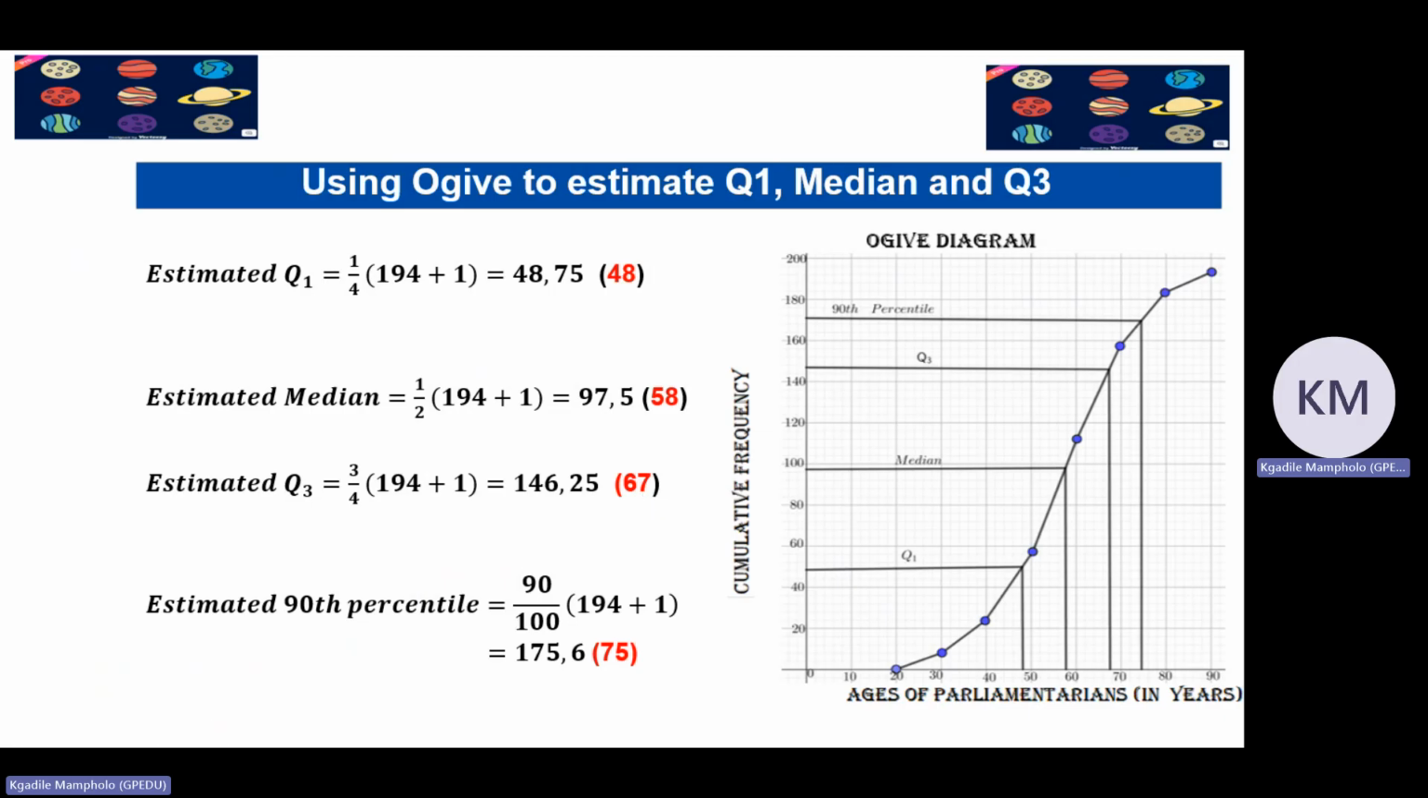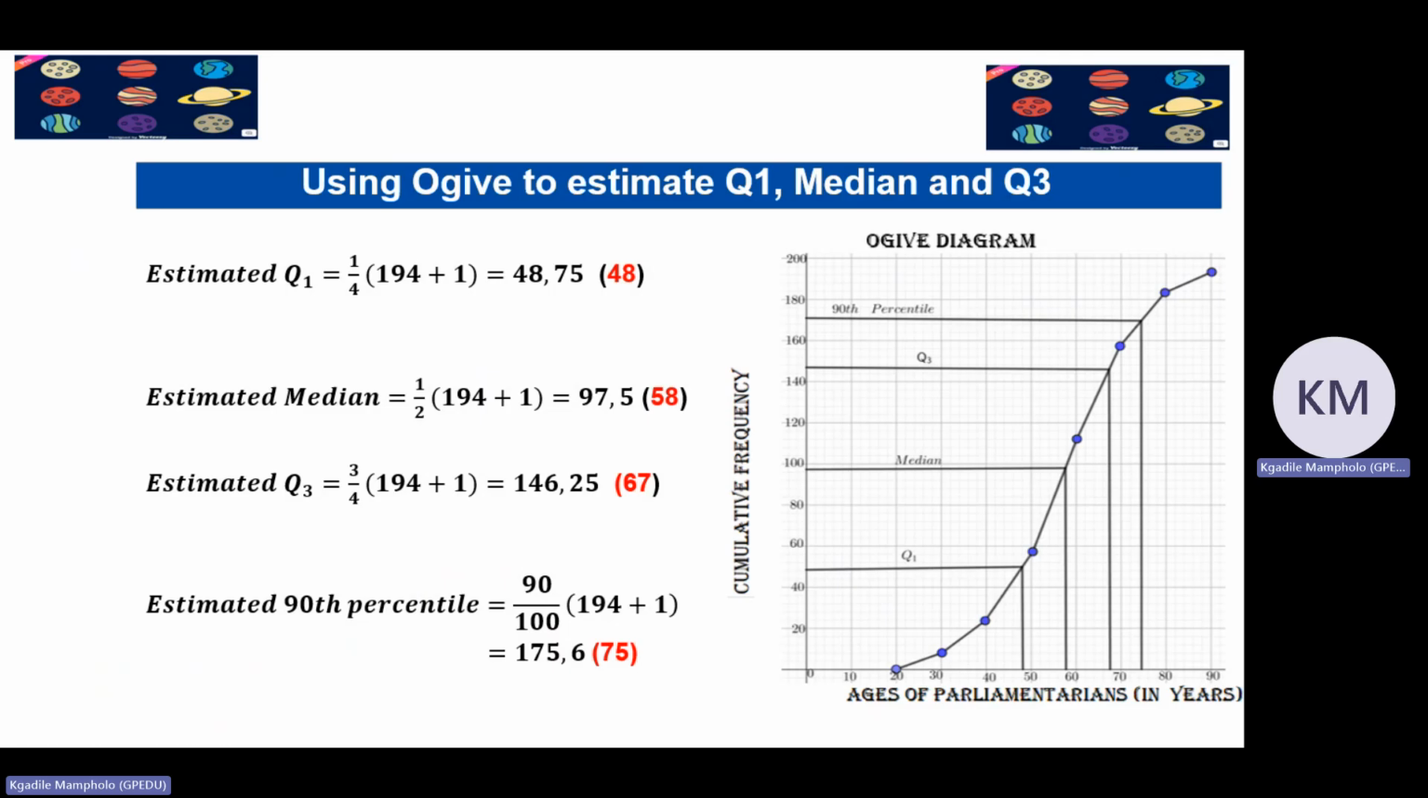Also, you can use this to find the percentiles. The 90th percentile is 90 over 100 times (194 plus 1), then you get 175.6. Then you will just go here as you did, draw a line, then the answer here will be your 90th percentile. Then this will be 75. You can accept 74 and 76.